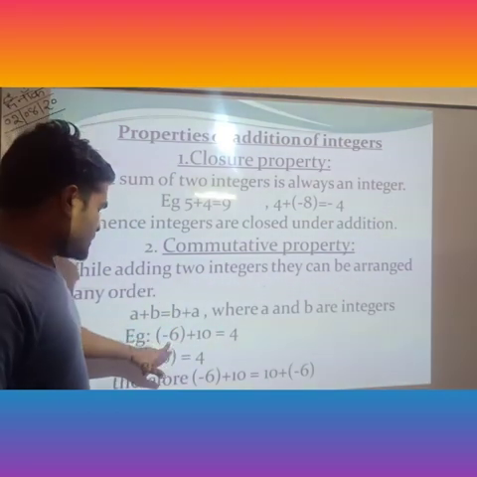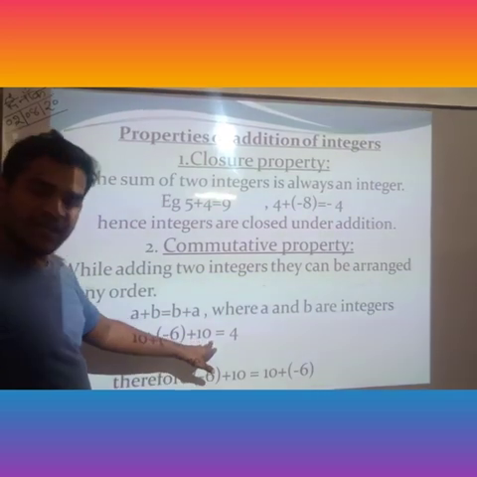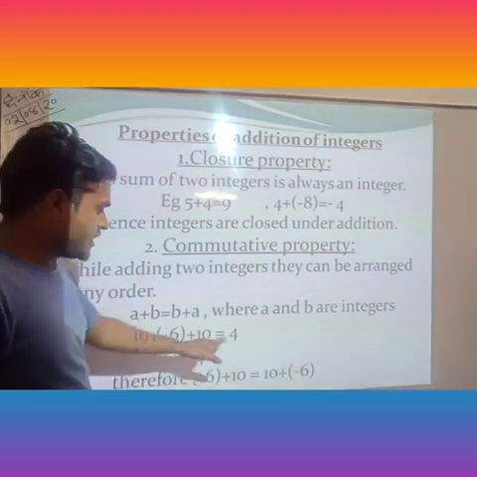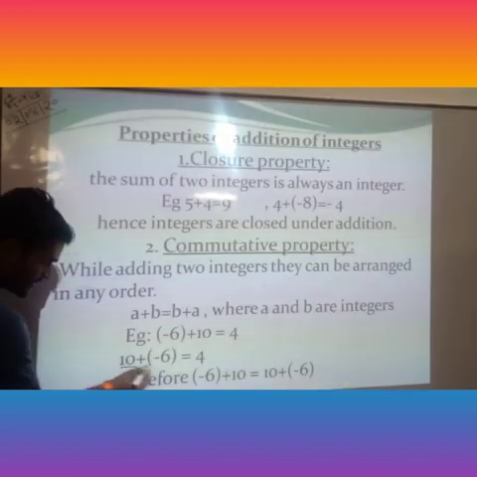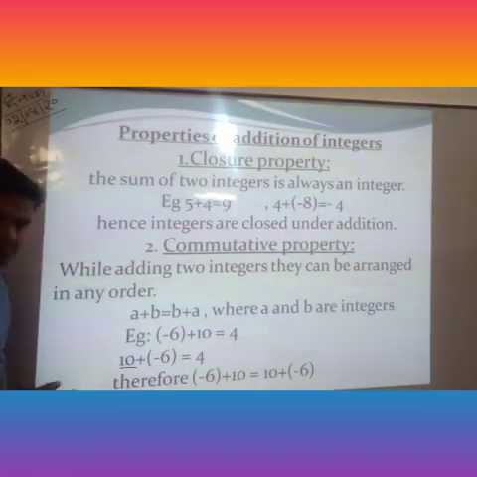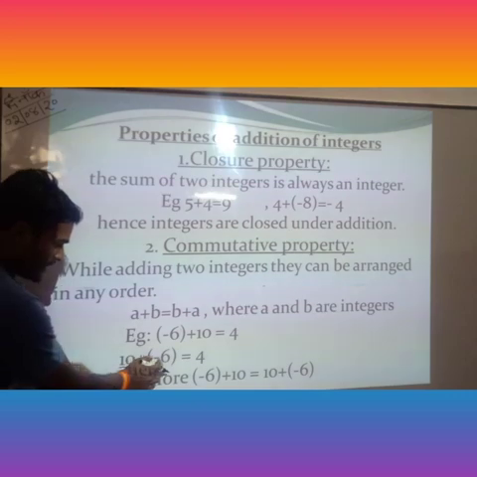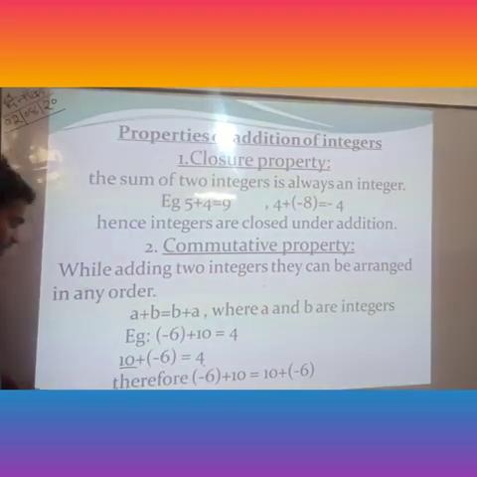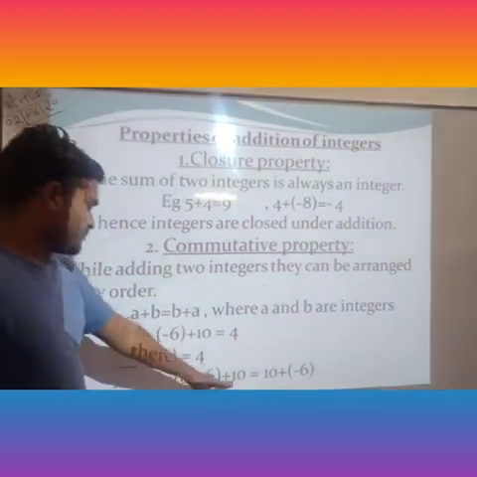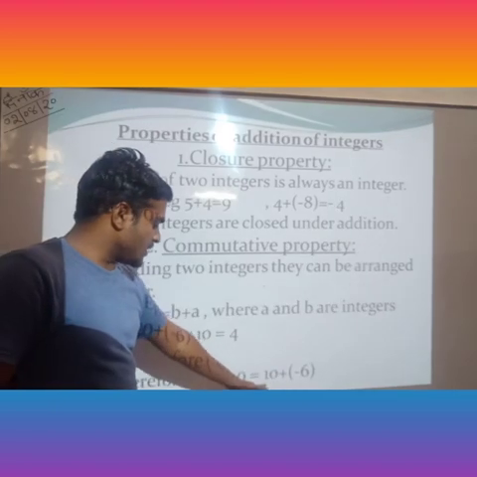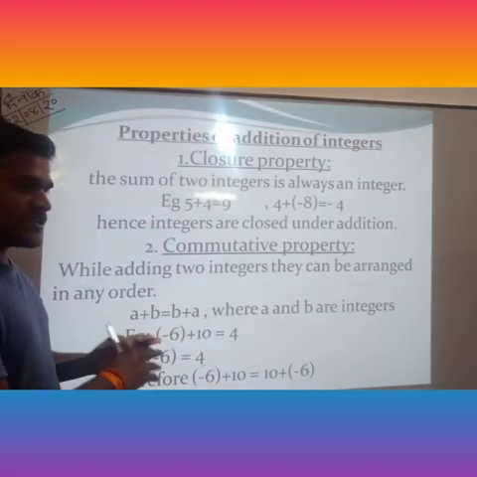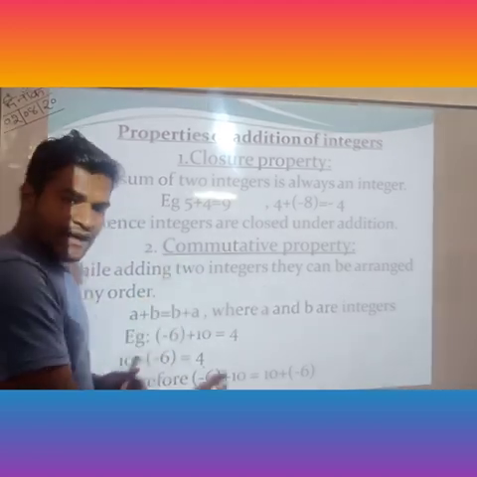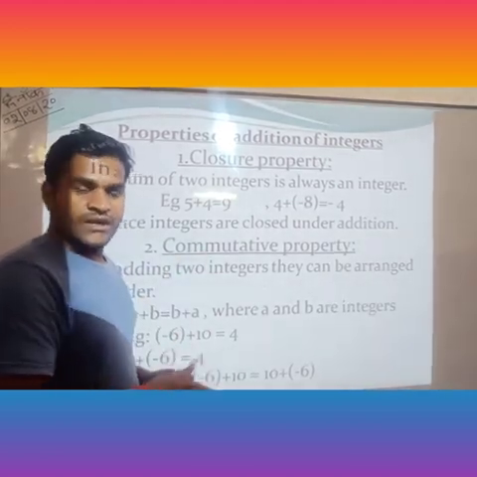Suppose minus 6 plus 10. When we add them, we get 4. Now we change the order: plus 10 and minus 6. So 10 minus 6 is equal to 4. Therefore, minus 6 plus 10 is equal to 10 plus minus 6. It means when we add two integers, we can arrange them in any order and we get the same result.